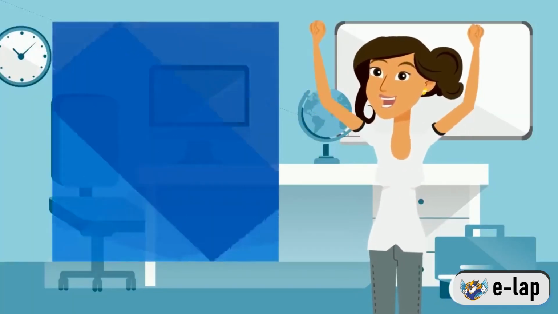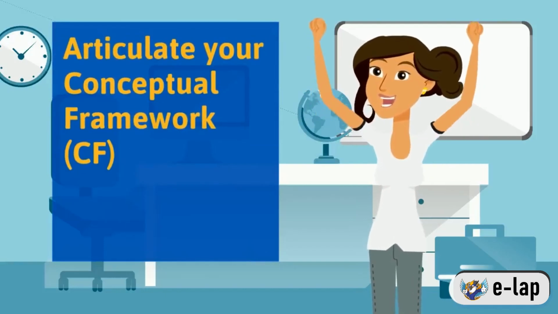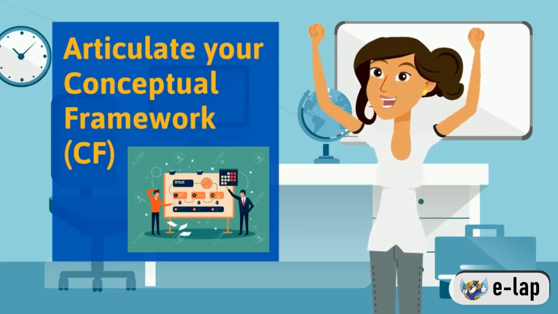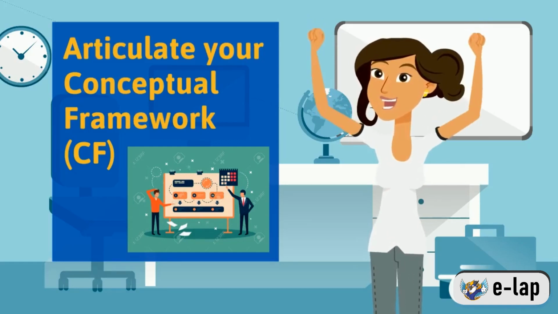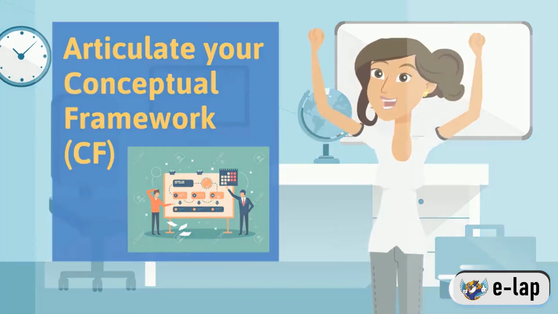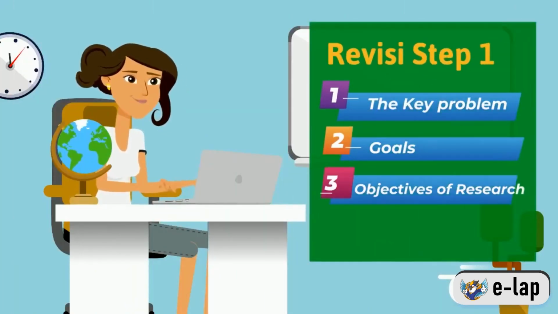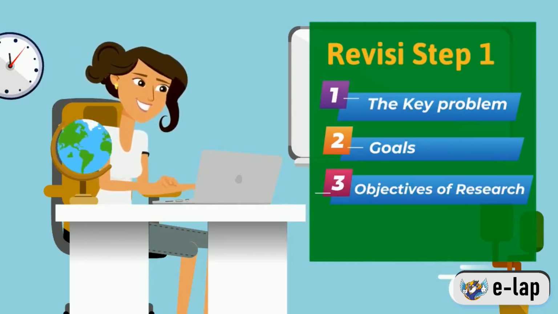Third, articulate your conceptual framework, CF, or model specifying what might be happening with the phenomenon in question. CF is academics' way of saying a guess. This step is optional and you can skip it, but I urge you to give it a try. Fourth, revisit step 1, the key problem, goals, and objectives of research once you have completed previous steps.